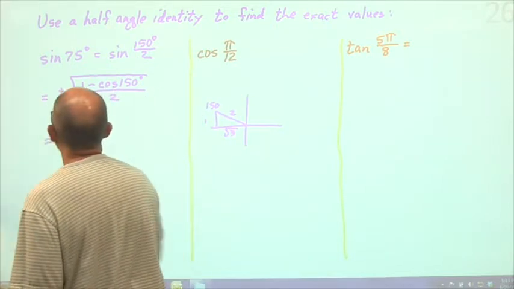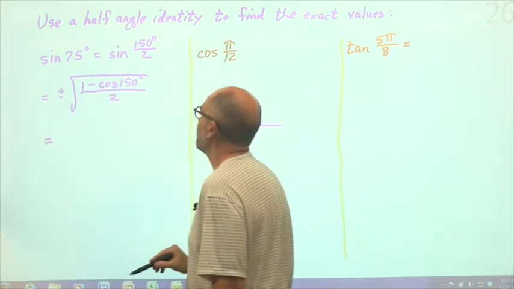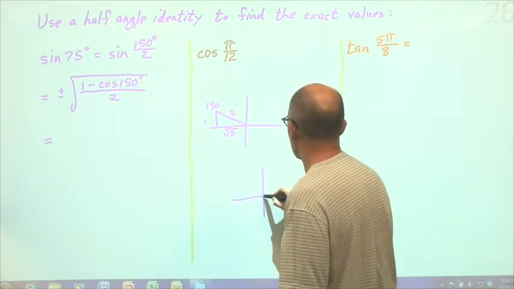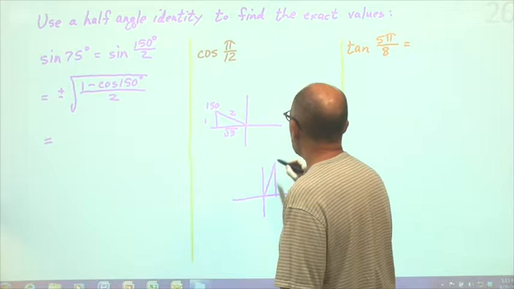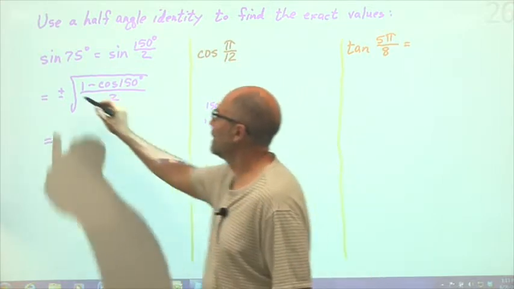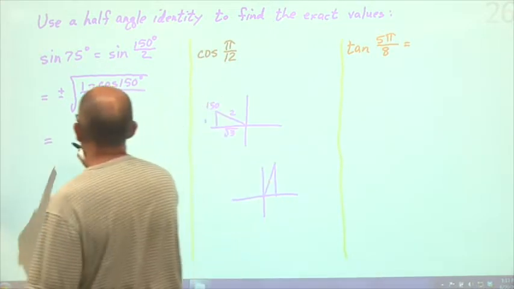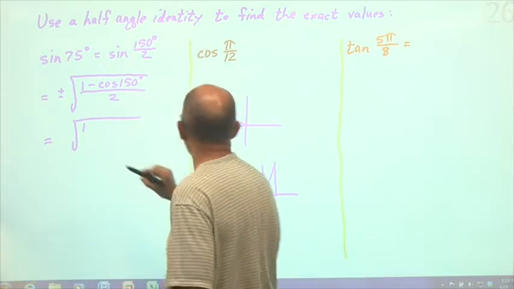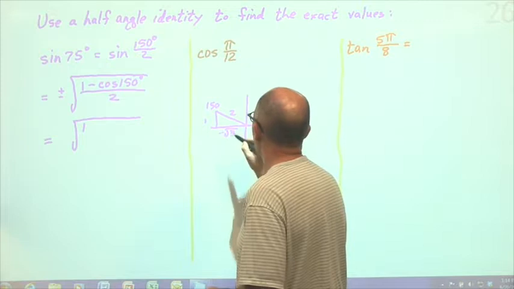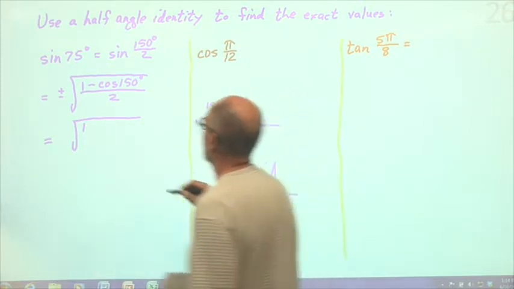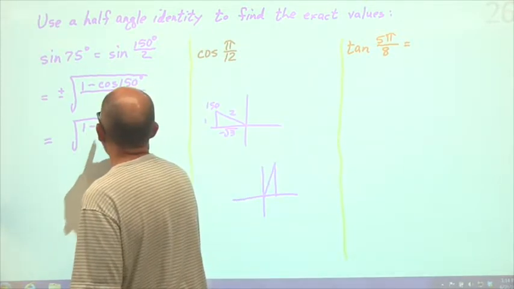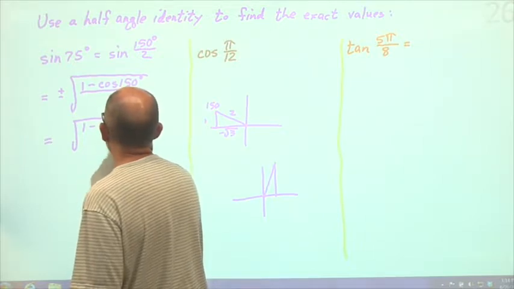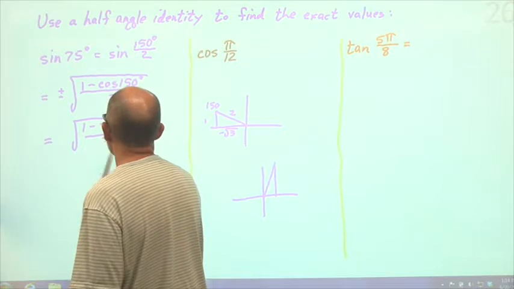The other thing we need is sine of 75. Well, 75 is actually in the first quadrant. So that means it is positive, so we don't need plus or minus. We can just go with plus. So it's the square root of 1 minus negative square root of 3 over 2. So 1 minus cosine of 150 is 1 plus square root of 3 over 2, all over 2.